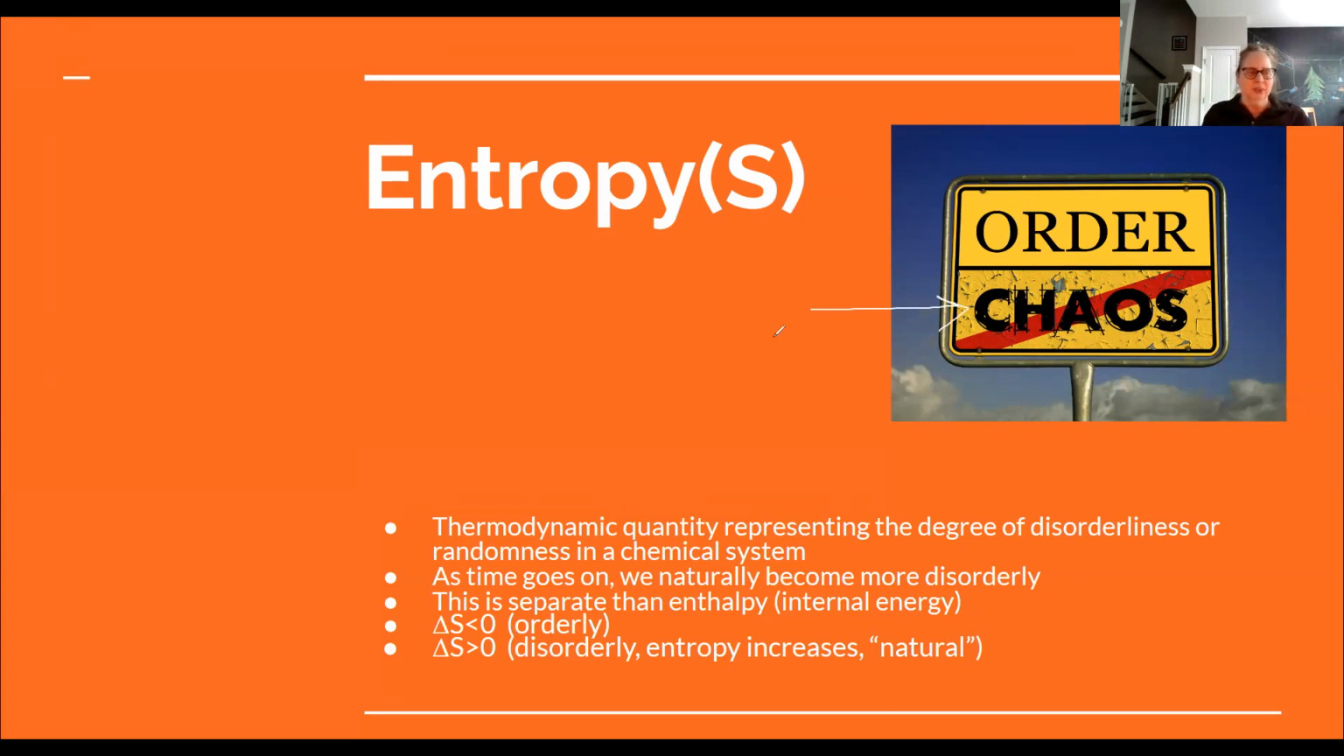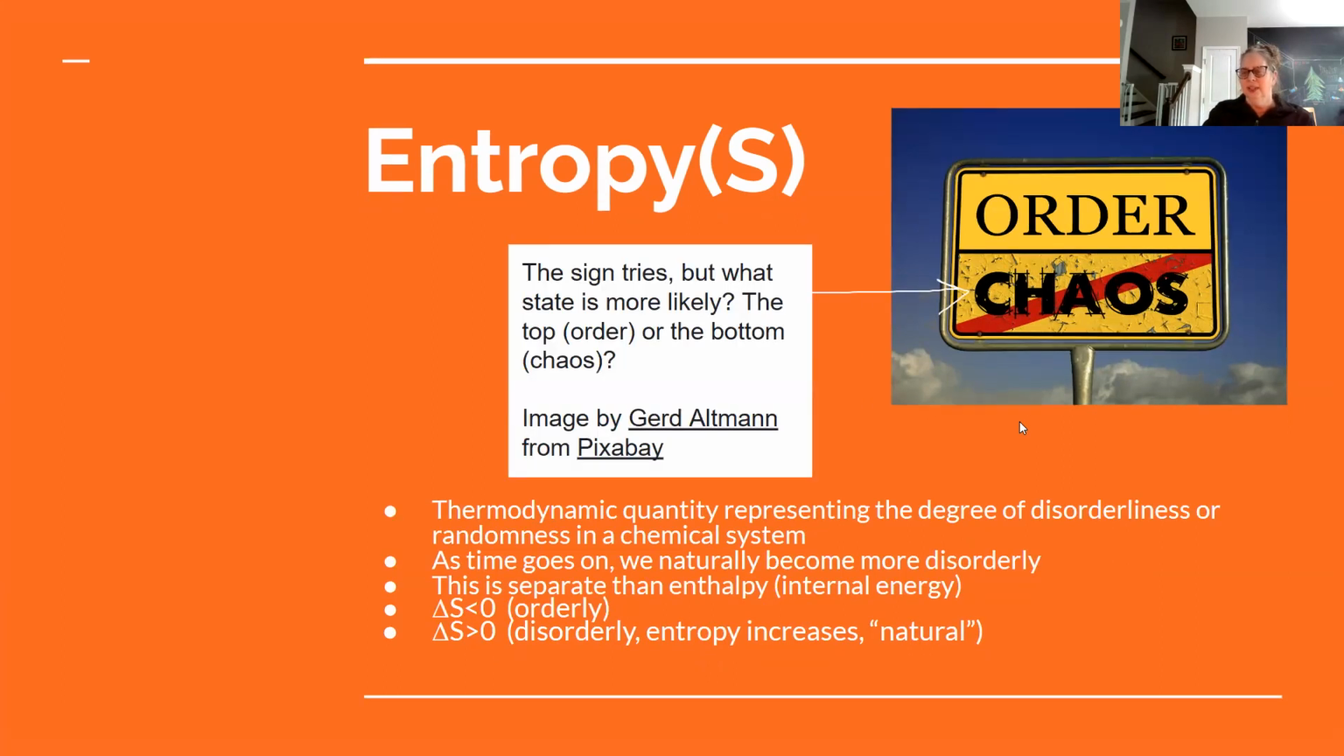As the universe goes on, which sign are you going to have, the orderly sign or the chaos sign? It's sitting there, it's being exposed to the weather. So the chaos sign is what naturally is going to happen as you go on. We're increasing the chaos, we're increasing the disorder, and that is a positive sign. So when entropy increases, we have chaos.